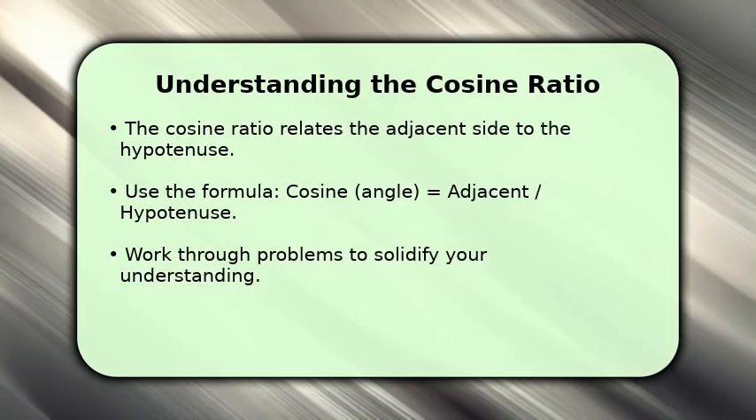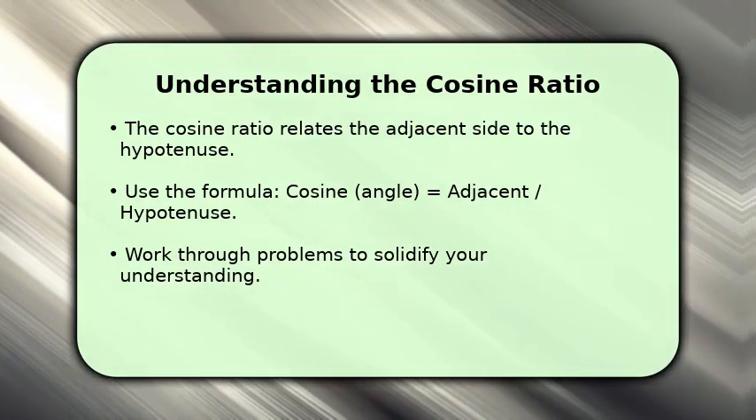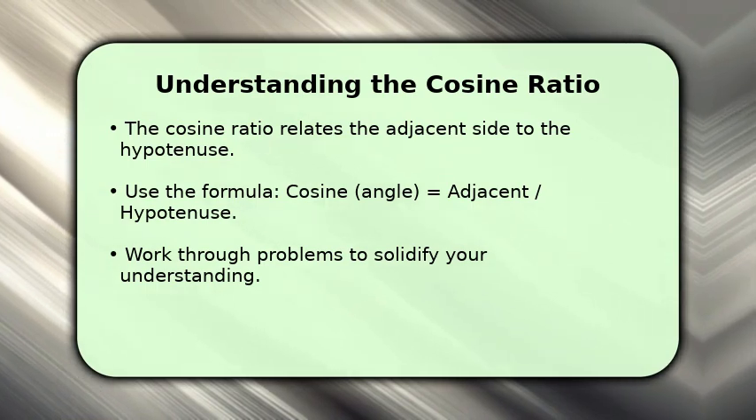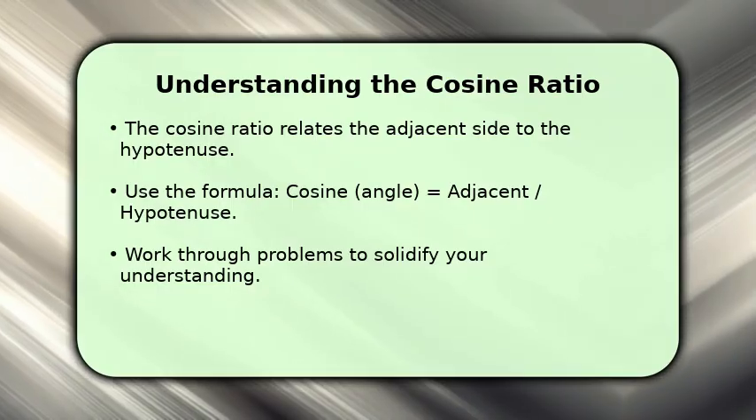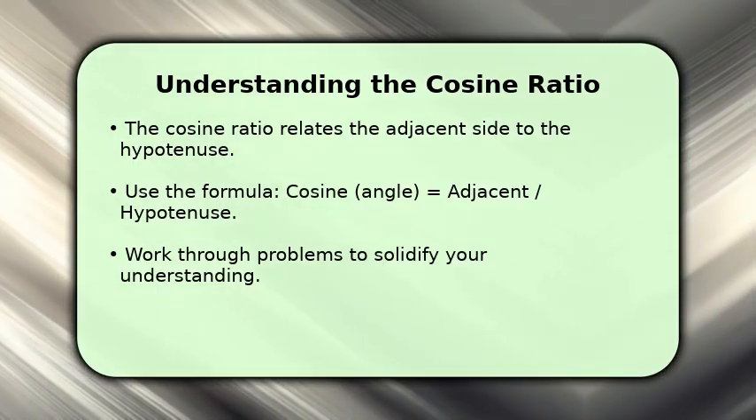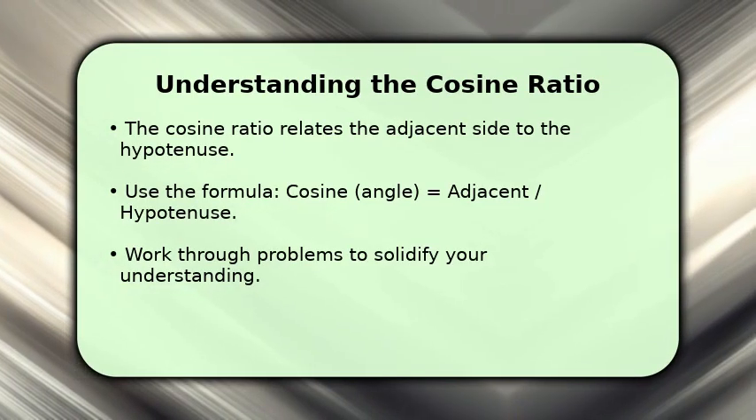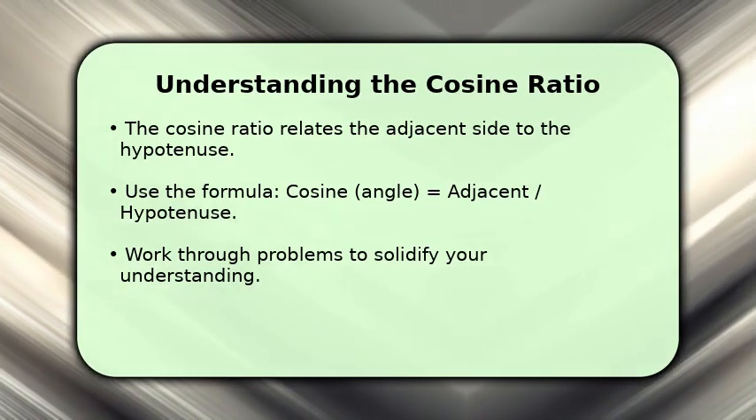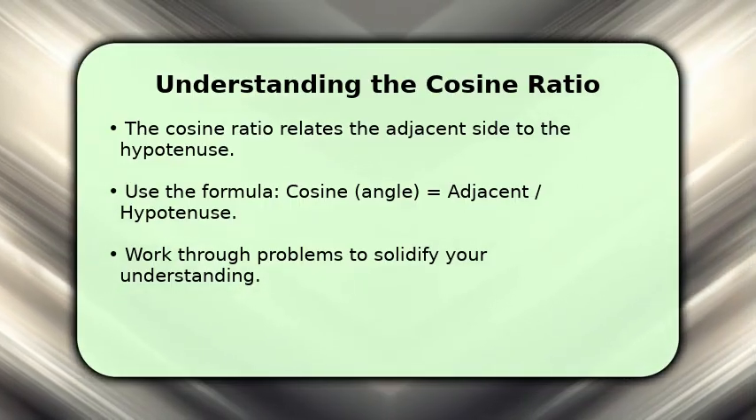Next, we explore the cosine ratio. Cosine is calculated by dividing the length of the side adjacent to the angle by the length of the hypotenuse. Imagine a right triangle where you need to find the cosine of an angle. You'll use the adjacent side and the hypotenuse. Consistent practice with different triangle configurations will help you master this ratio effectively.